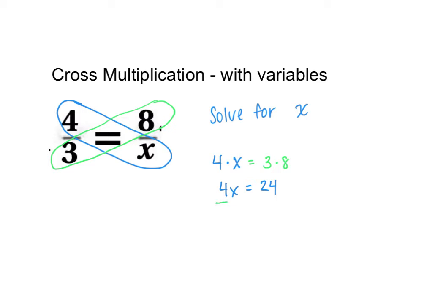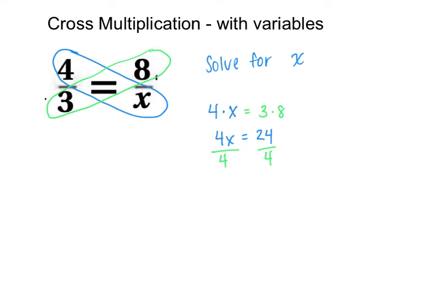Now we've got something that we can deal with. We just divide both sides by 4, remember, because we want to get x by itself. Once we divide by 4 on both sides, these 4's cancel, and we're left with x equals 24 divided by 4, which is 6. Okay?